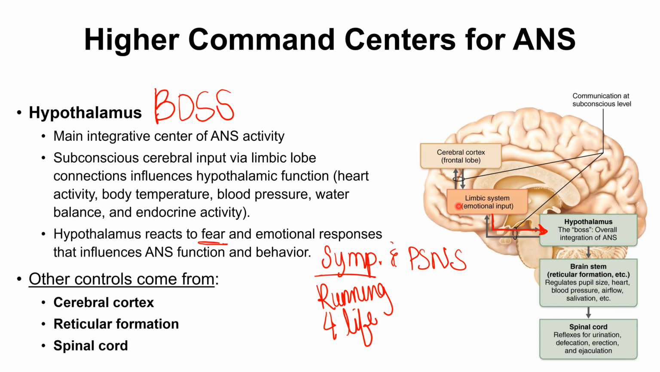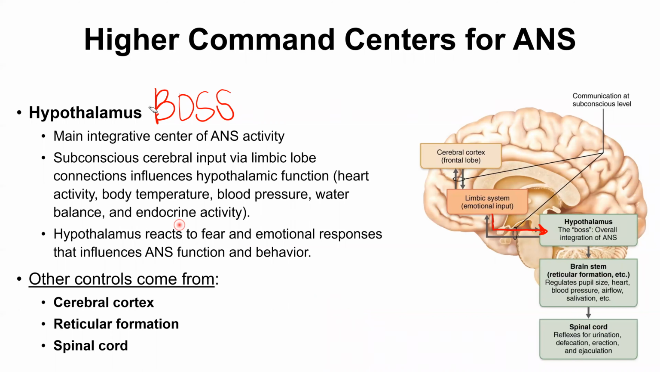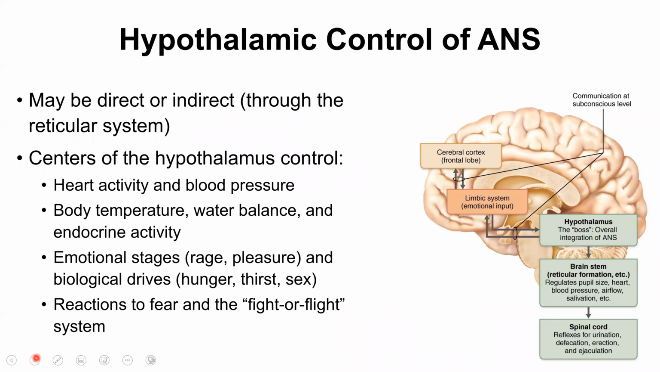Now, we have other controls other than just the hypothalamus that are helping to modulate the activities going on in the autonomic nervous system. Those would be things like the cerebral cortex, which would be a subconscious level control. Also the reticular formation and also the spinal cord. So let's talk about some of these things. First and foremost, let's talk a little bit more about our boss here.